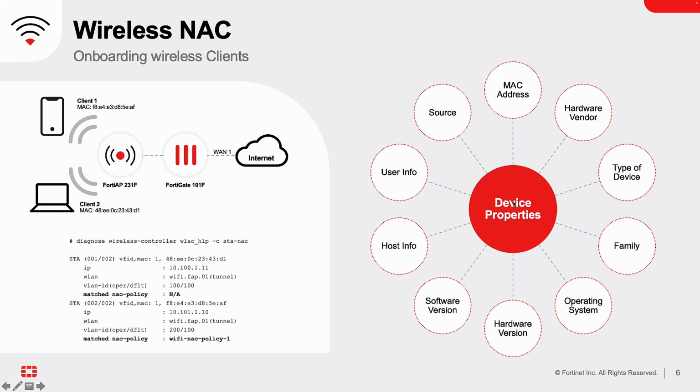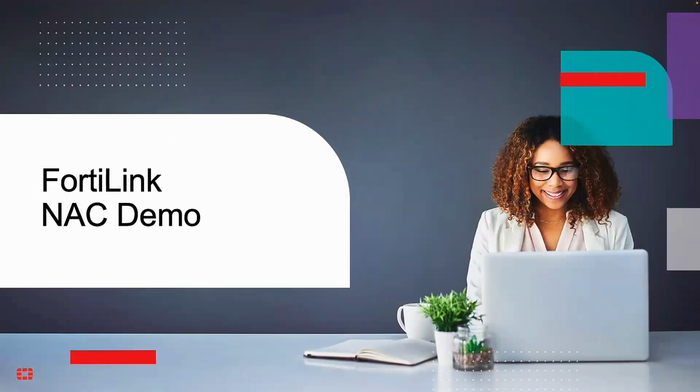And in terms of device properties, like we have already seen in multiple slides, there are a lot of areas which we categorize and do pattern matching in terms of device patterns. So these are all the areas where you can filter the user based on MAC address, hardware vendor, type, operating system, etc. And all these can be created. So this is more of a wireless NAC overall. If there are no further questions, probably I'll move to the FortiLink NAC demo.